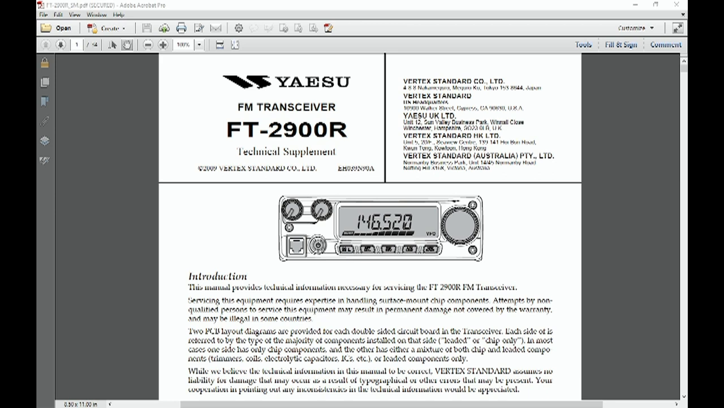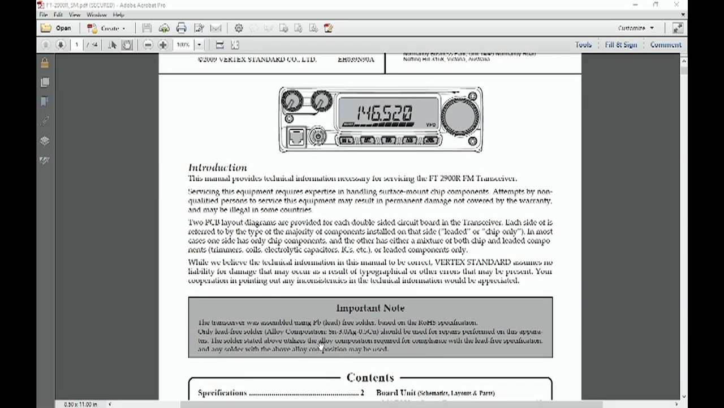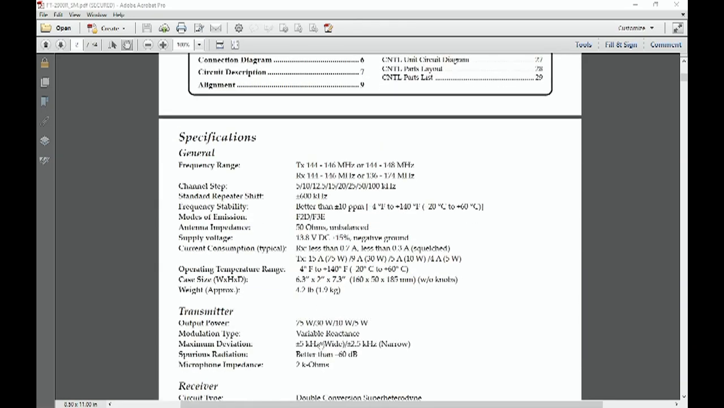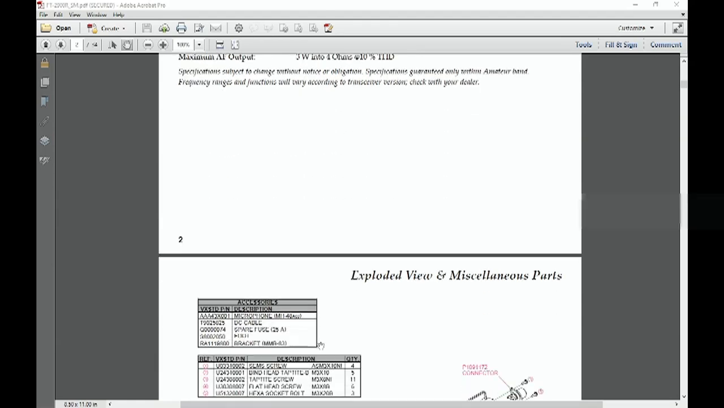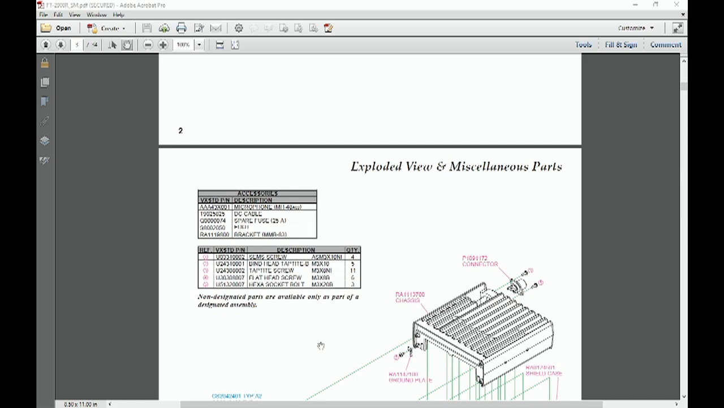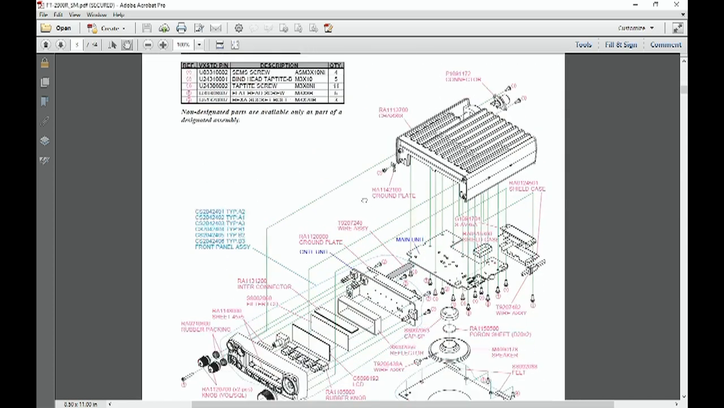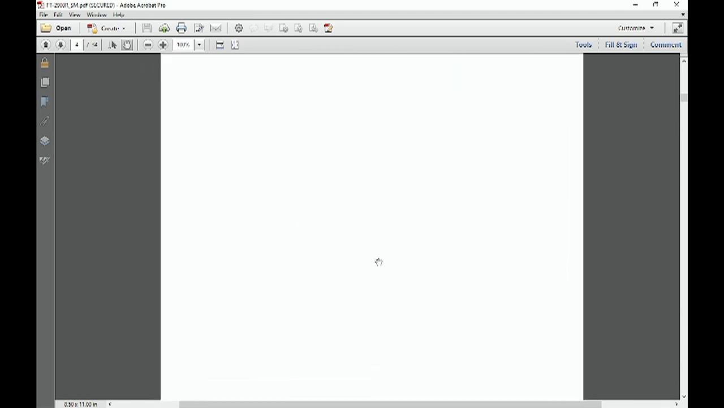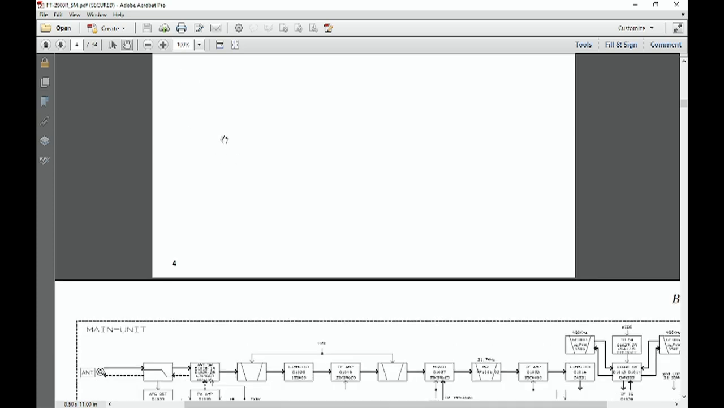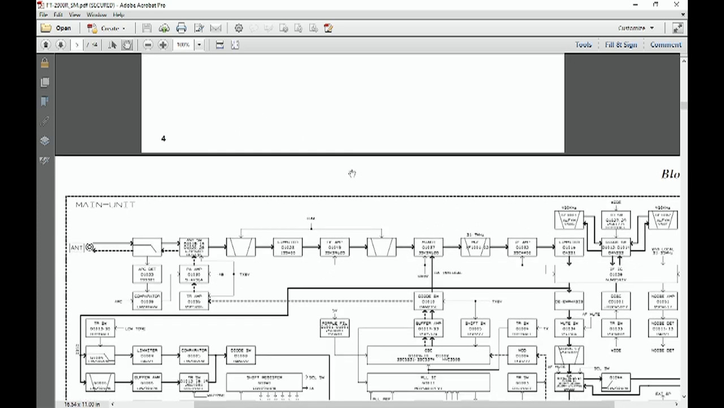For this, we will be using the technical supplement, or the Yaesu service manual, for this radio, as it already gives us the documentation for the parts layout, block diagram, schematic diagram, and components replacement, including the assembly and disassembly of the unit. We will be concerning ourselves with the circuit that controls the audio frequency, transmission, and reception.